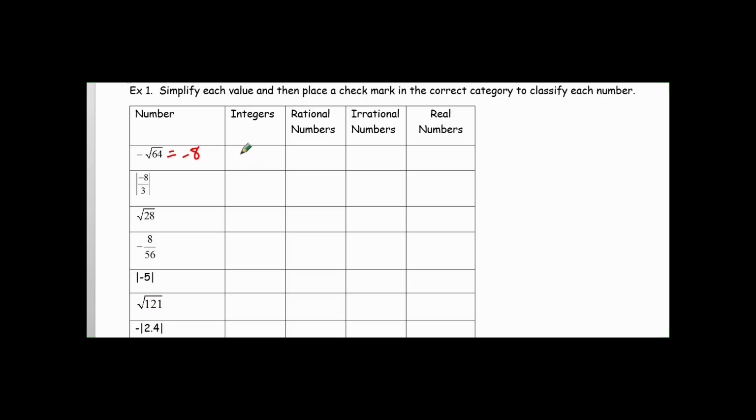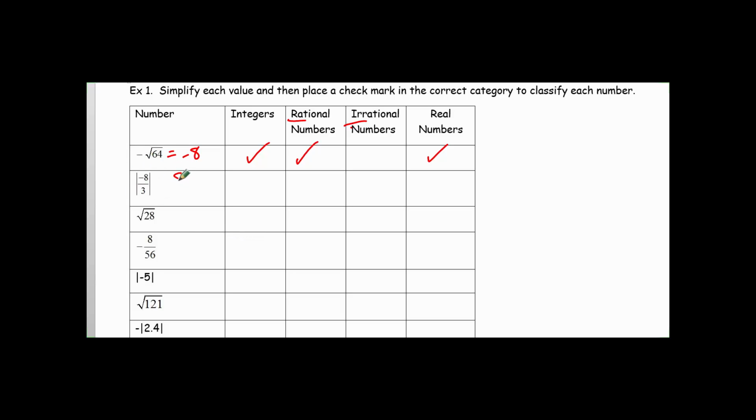Is it an integer? Well, positive and negative whole numbers are integers, yes. If it's an integer, it's in the rational numbers. But think about this. You can't be rational and irrational at the same time. So the second that you check rational, you cannot check irrational. And if you check anything, you're checking a real number.